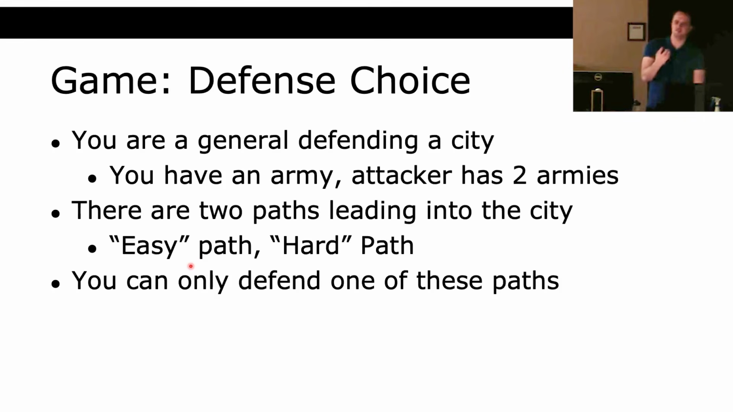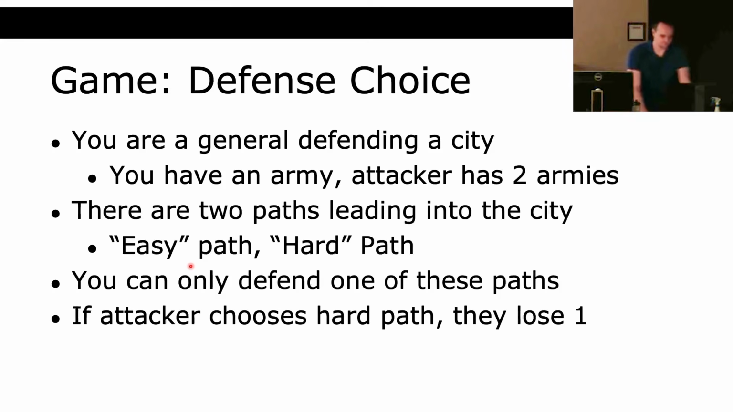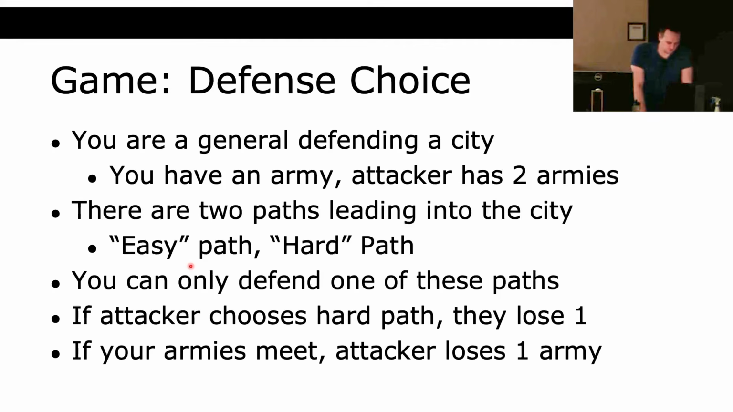As the city defender, you don't know where they are coming from, and you have no ability to scout them until they show up. That's the contrived example that I'm working with. But you have to choose. Do I put my defensive army at the easy door or at the hard door? Okay. Here are the rules. If the attacker chooses the hard path, they lose an army because it just dies on the way there, right? It's really hard, there's no food, it's all snowy, their elephants die or whatever they're coming over the mountains with.